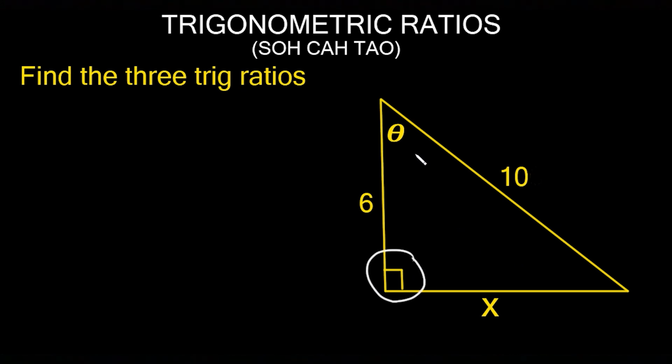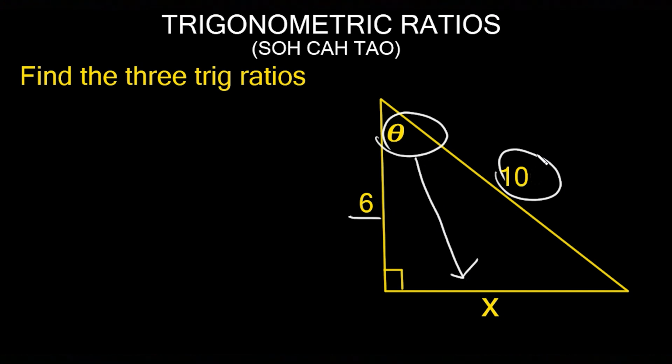The only difference here is that theta has changed its position. So the angle in question is now going to be right here. Okay. So technically, my x value right here is now opposite, my 6 is adjacent, and then 10 is going to be my hypotenuse, okay? So before we can get these three trig ratios, we have to solve for x.